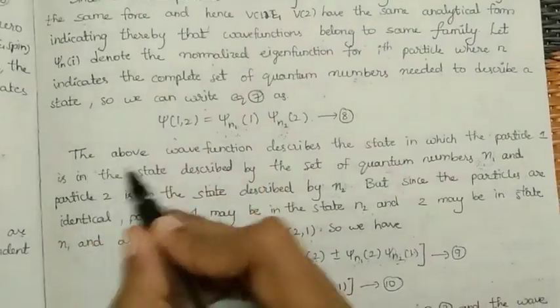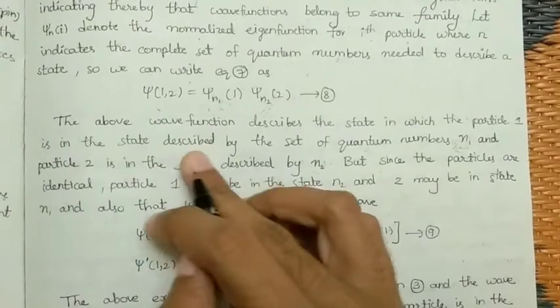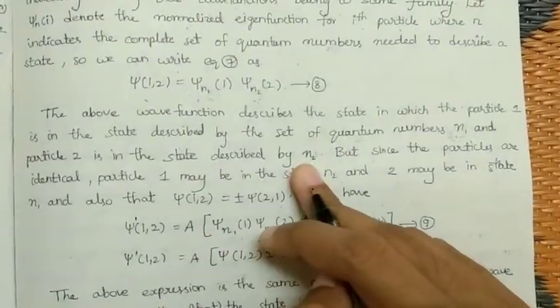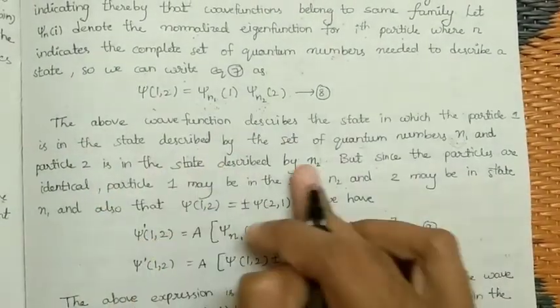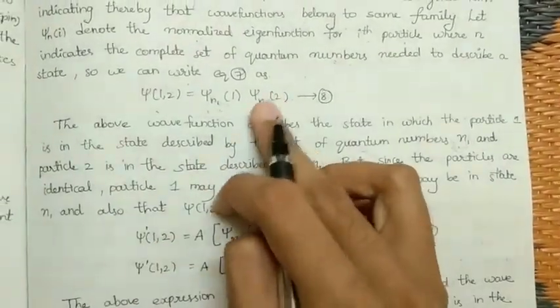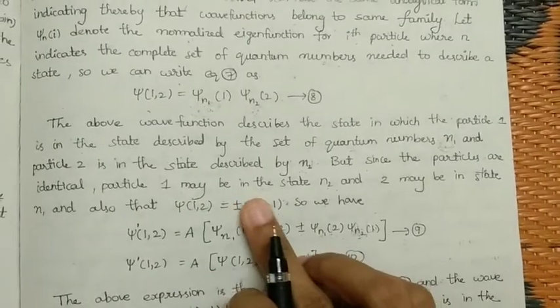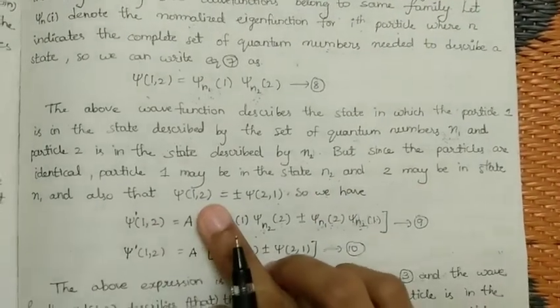So the above wave function describes the state in which particle 1 is in the state described by the set of quantum numbers n1, and particle 2 is in the state described by n2. So the second electron is in the n2 state and the first electron is in the n1 state. But since the particles are identical, particle 1 may be in the state n2 and particle 2 may be in the state n1, and also that.